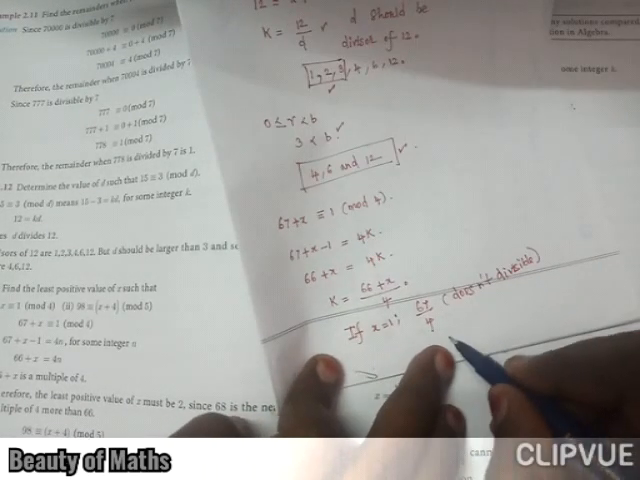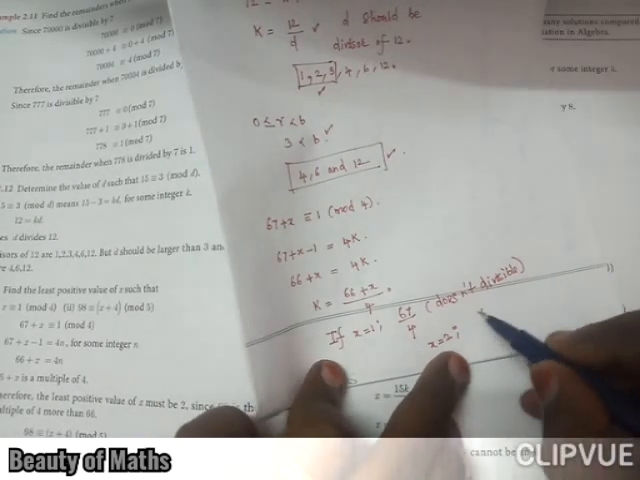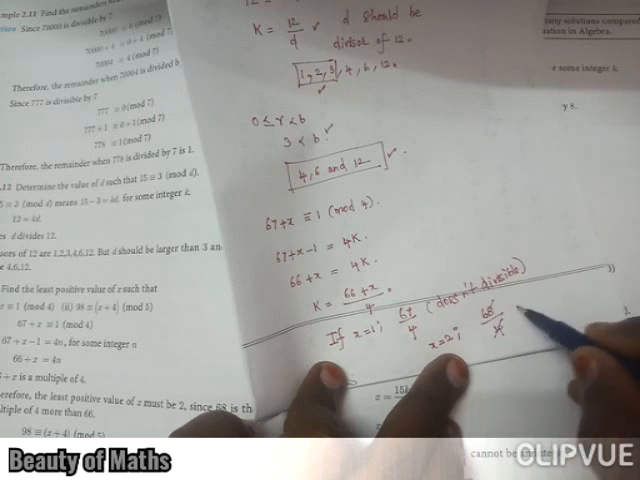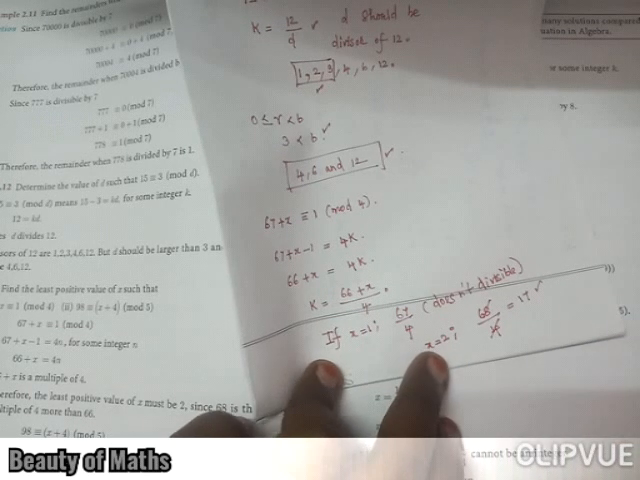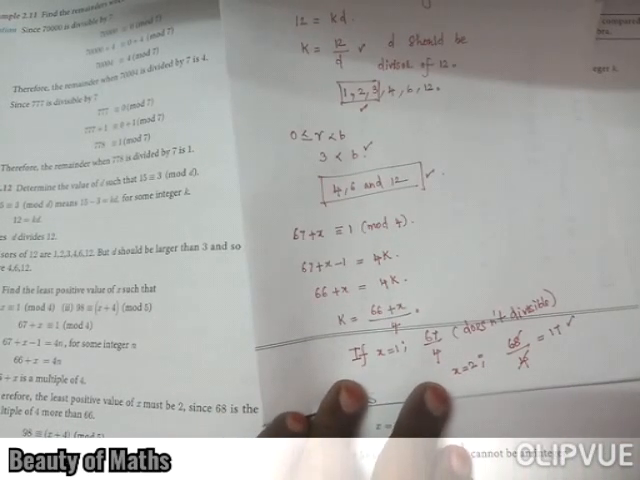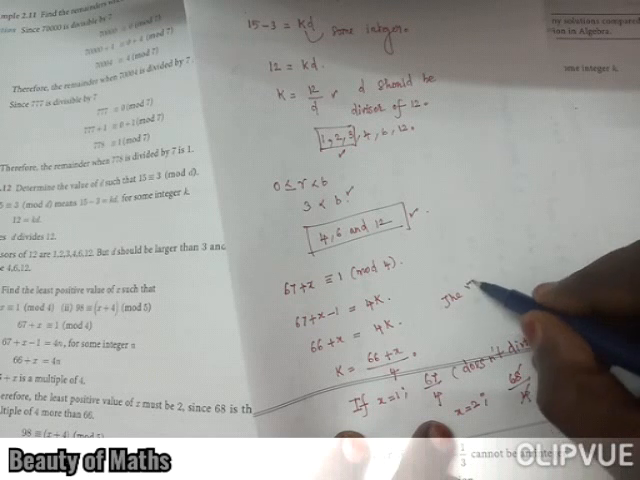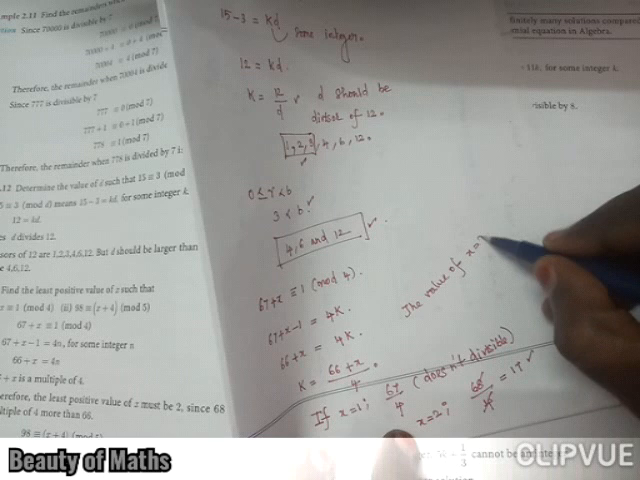So if you assign x equal to 2, 66 plus 2 means 68 divided by 4. Can it divide or not? Yes, it divides exactly, 17 times. Therefore the value of x is equal to 2.